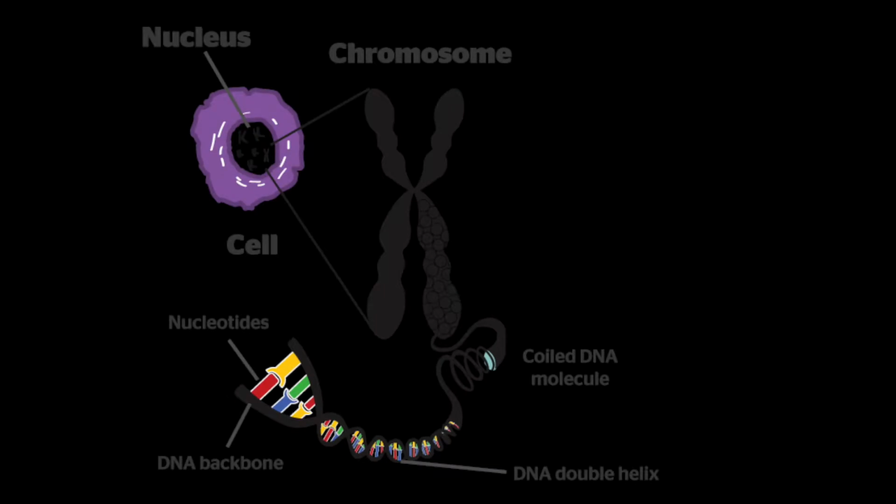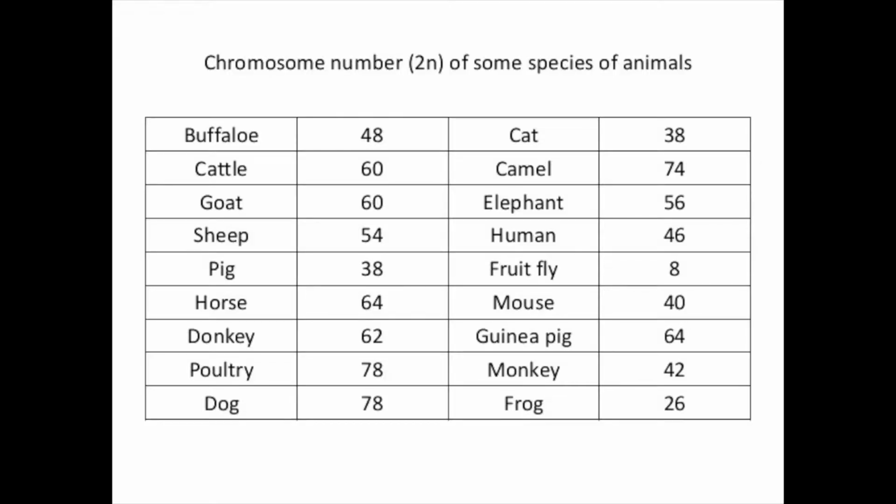DNA is coiled up into things shaped like X's or Y's. These are called chromosomes. In total, monkeys have 48, horses have 64, and humans have 46, just to name a few.